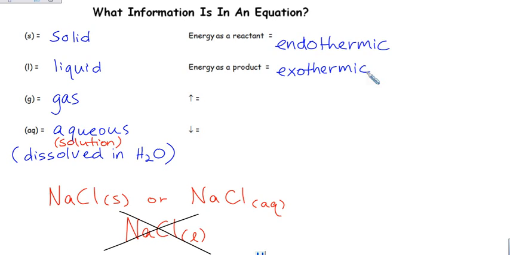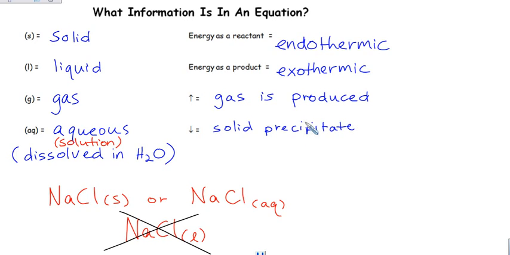The last two symbols, I don't know, I mean, they're cool. I don't use them as often. The upward arrow means a gas is produced. The downward arrow means a solid precipitate is produced.